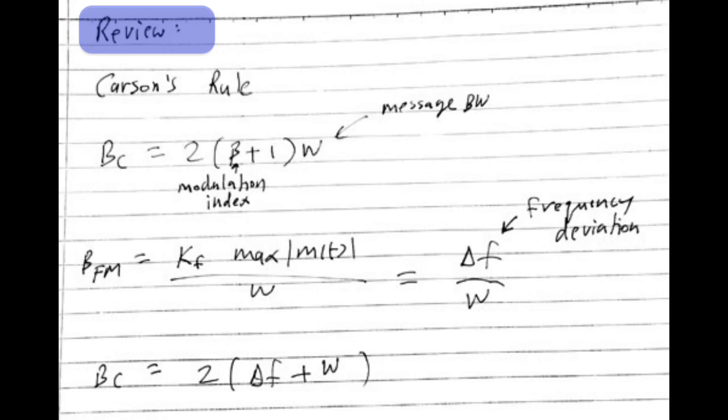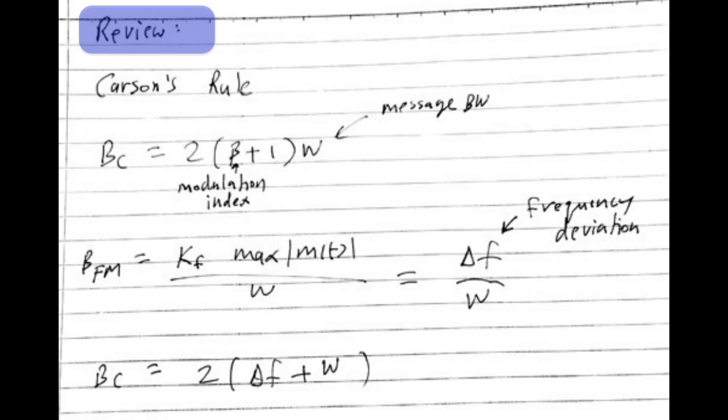Then Carson's rule gives us that the estimated bandwidth BC is equal to 2 times the quantity beta plus 1, times W. For frequency modulation, the modulation index is given by the frequency deviation divided by the message bandwidth. The frequency deviation delta F is just KF times the maximum absolute value of the message signal m(t). Here, KF is the frequency deviation constant.